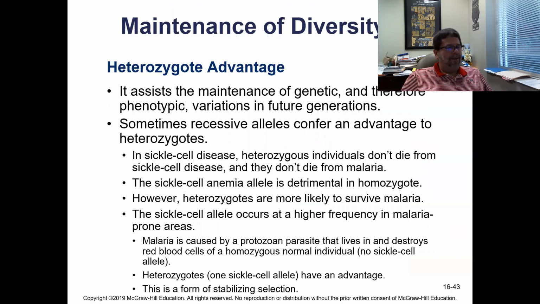If you have both sickle cell genes, you die, big time problems, right? But if you're a carrier, then you have resistance to malaria. Malaria is caused by a protozoan parasite that lives in and destroys red blood cells of homozygous normal individuals that have no sickle cell trait. Heterozygotes have an advantage, and this is a form of stabilizing selection.